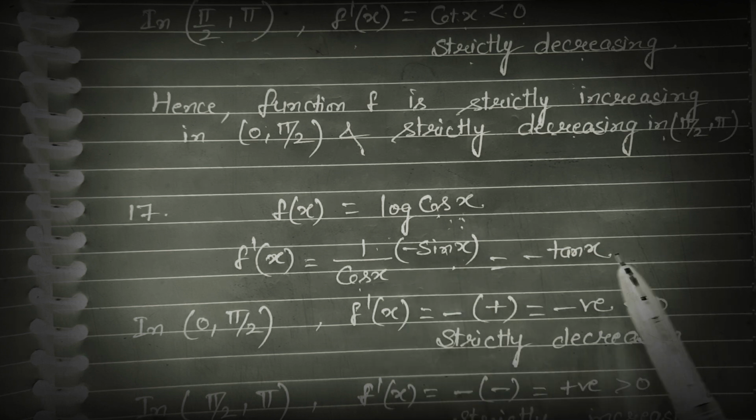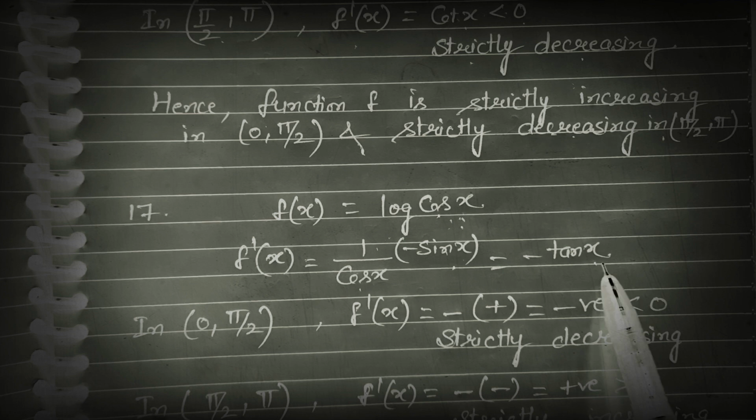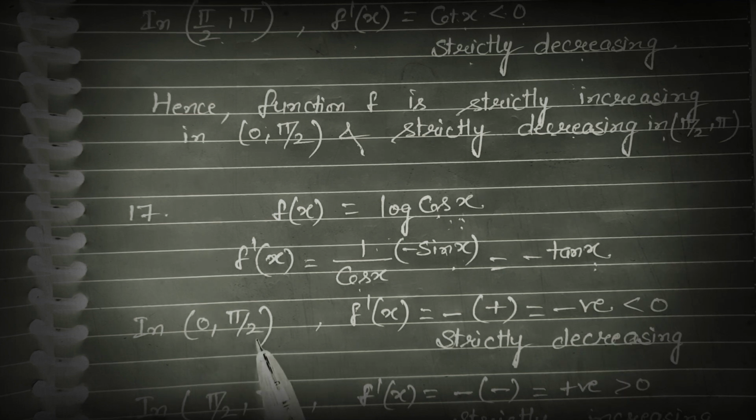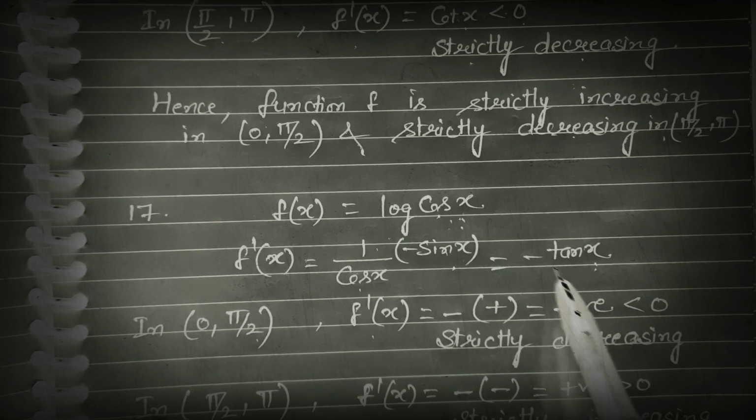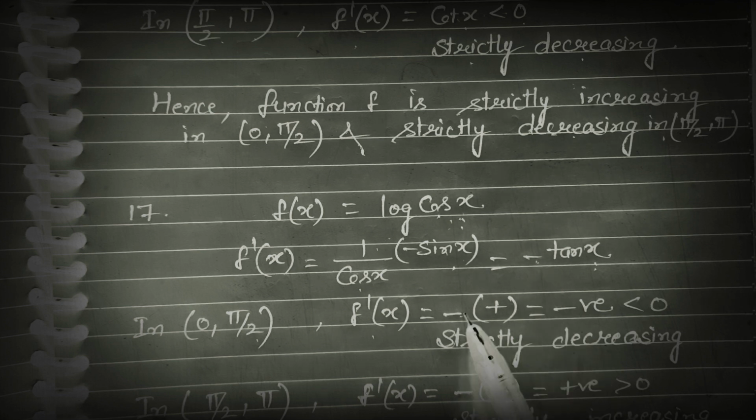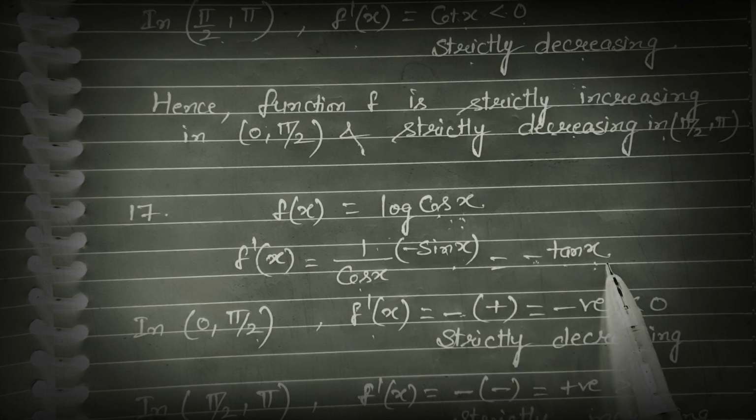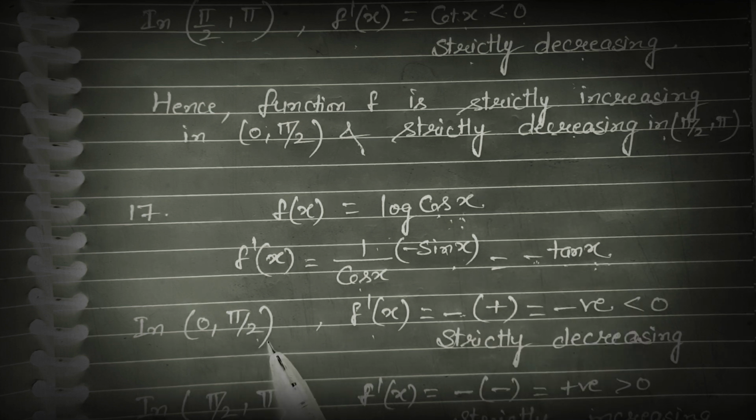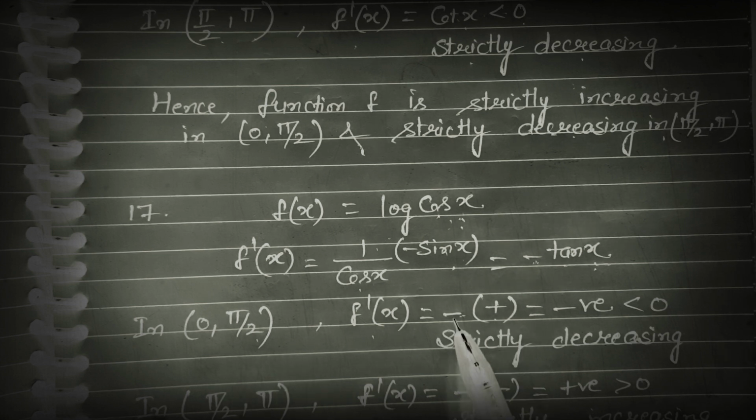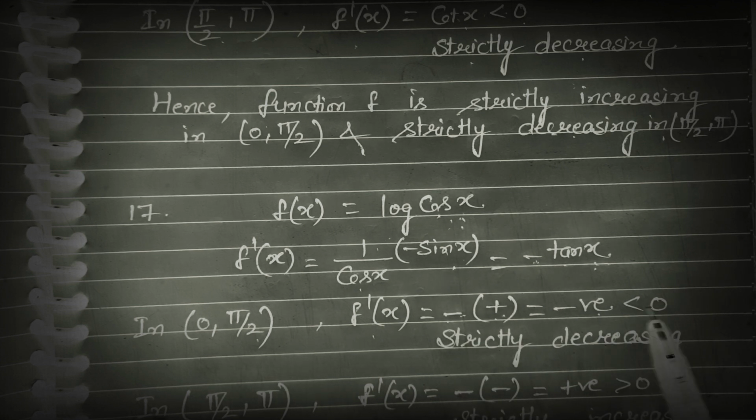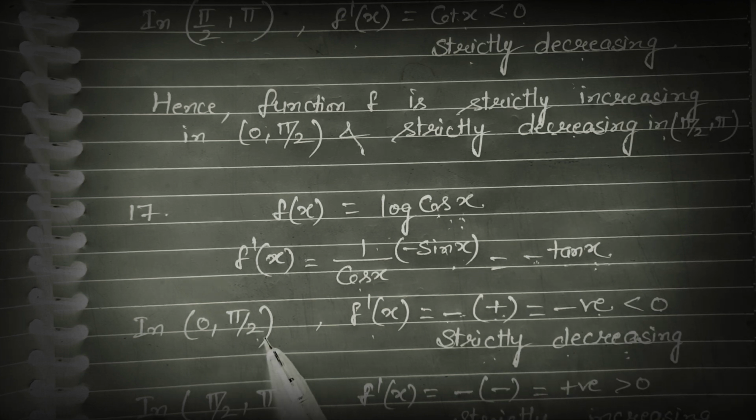So minus sin upon cos, it is minus tangent. So in 0 to pi by 2, f dash x will be negative outside, and tangent x is positive in the first quadrant 0 to pi by 2, so minus into plus is minus, that means the function is strictly decreasing in 0 to pi by 2.